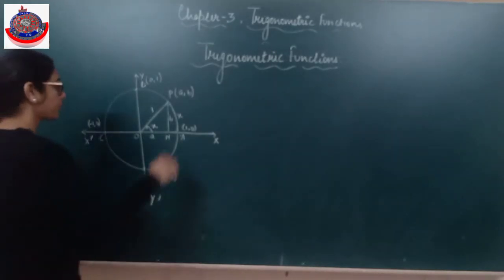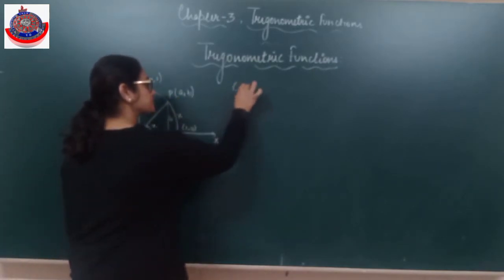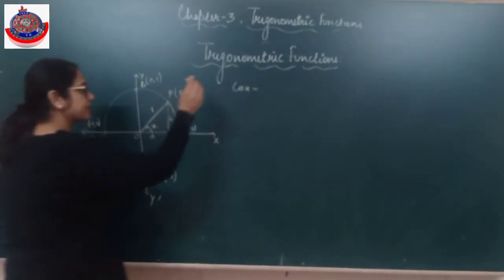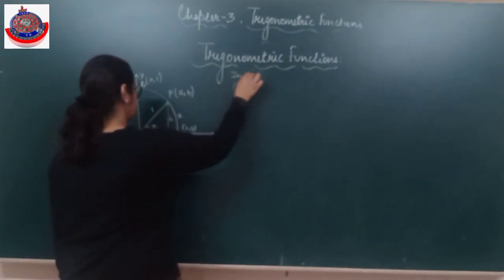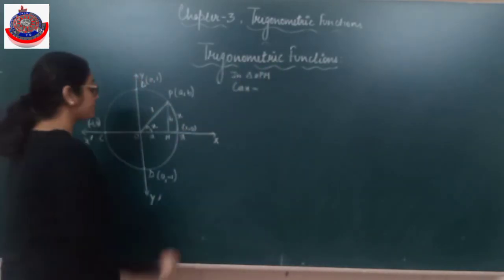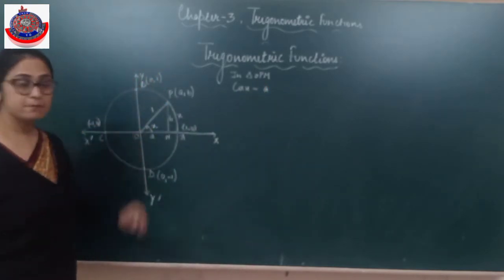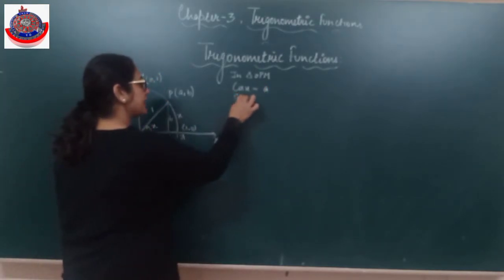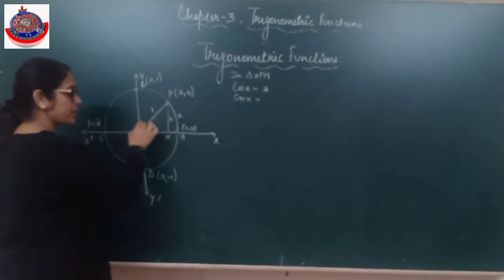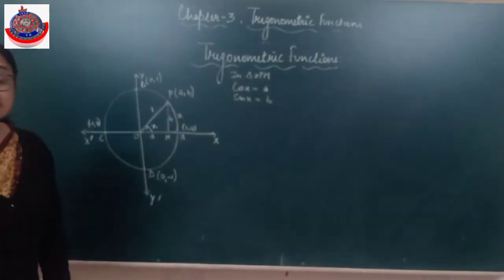Now if I talk about the trigonometry which we have done in our class 10th, what will my cos x be? In the right angle triangle OPM, I know that it is base upon hypotenuse. Base is A and hypotenuse is 1. And what will be sin x? Perpendicular upon hypotenuse, that is B. I know that this OPM is a right angle triangle.